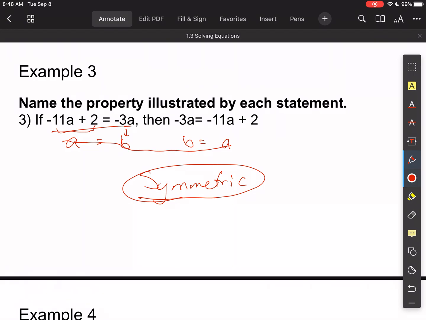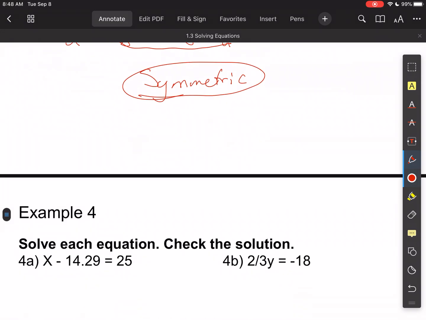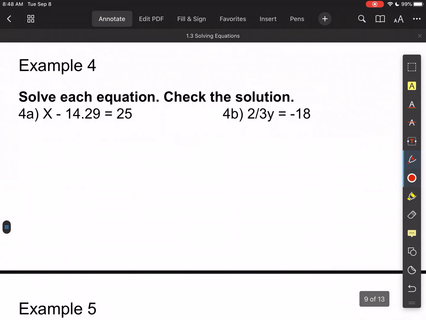All right, so they'll have a couple of those in example 3 where you're just looking for the rule. And then example 4, you're supposed to solve your equation. Now, I think, if I remember right, maybe not, no. Okay, I was going to say, sometimes they have you state the properties of the rules when you're solving these things. So all we're doing is solving them.